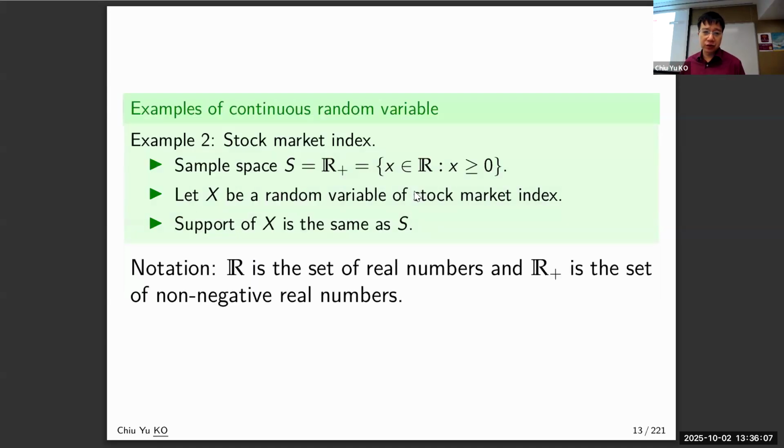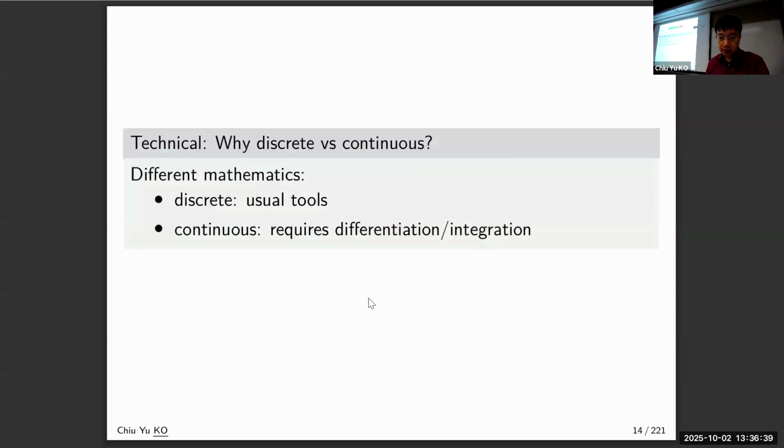Just to remind you that there are two types of random variable for our purpose: one is the discrete case, the other continuous. The reason for the two is the math we're using. If we want to use the classical way of doing math, then we have to use discrete. But if you're happy with calculus, differentiation or integration, then you can use continuous.